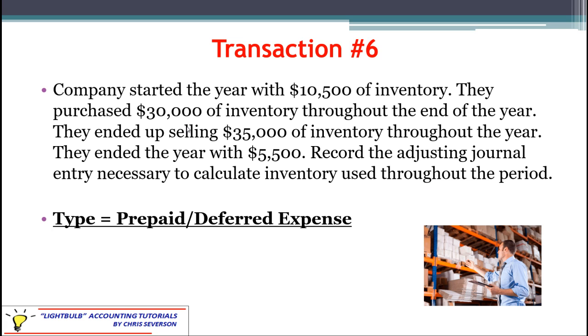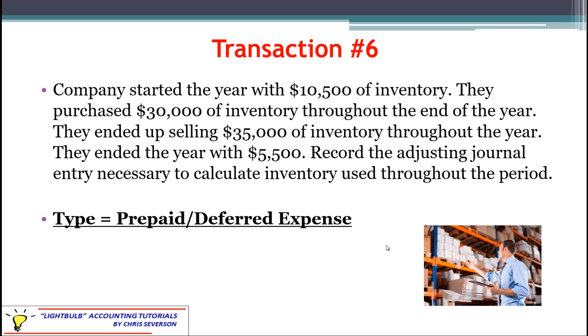So in this case, the difference between this one and the last one is they tell us how much we've used. We sold inventory in the amount of $35,000. Now that's not the sales price, that's the actual inventory that we've used up. That's the entry we need. If they didn't give us this, we could have calculated it by saying 30,000 plus 10,500 is 40,500. If we ended the year with 5,500, then that means we must have used 35,000 up.